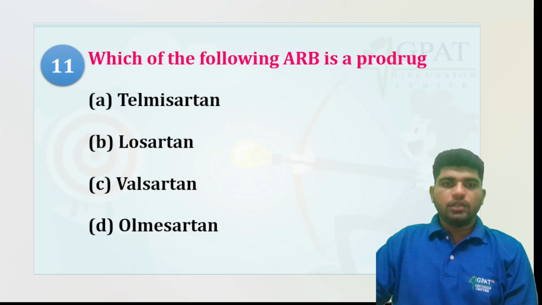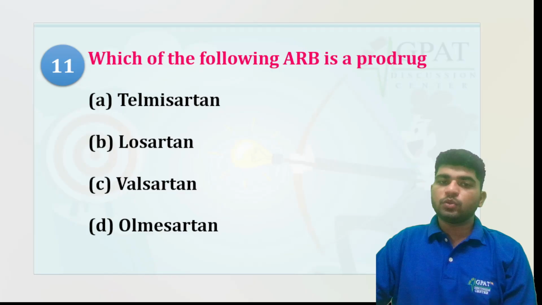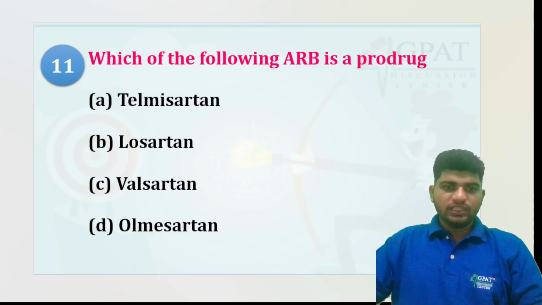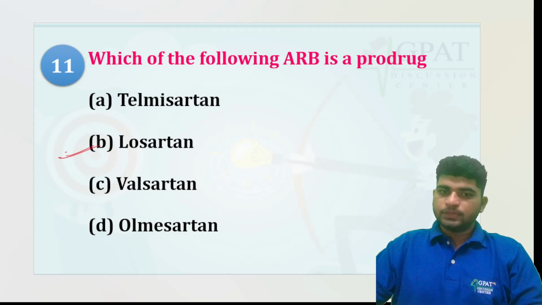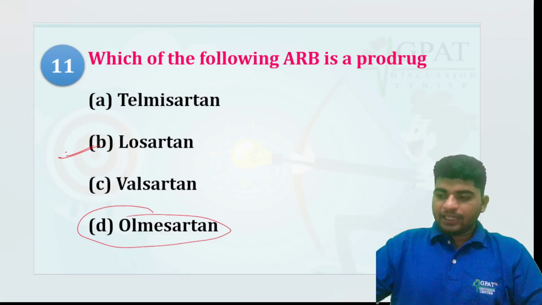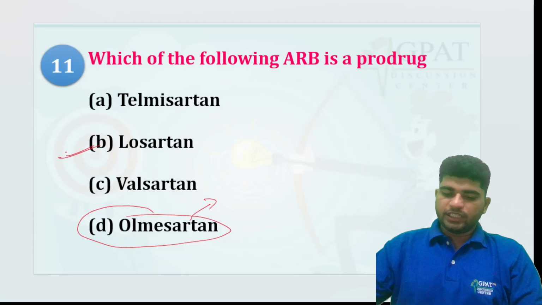Now, which of the following ARBs is a pro-drug? Telmisartan, losartan, valsartan, olmesartan. It is a very controversial question, as you must have heard that losartan has an active metabolite, that is candesartan. Valsartan? No. Telmisartan? No. But olmesartan? Yes. Olmesartan is a pro-drug, and its active form comes from olmesartan medoxomil.